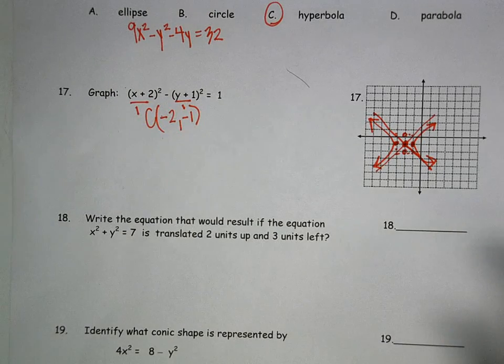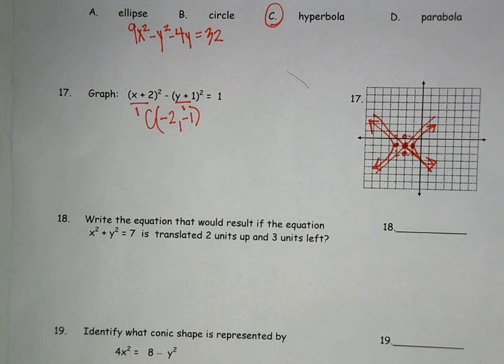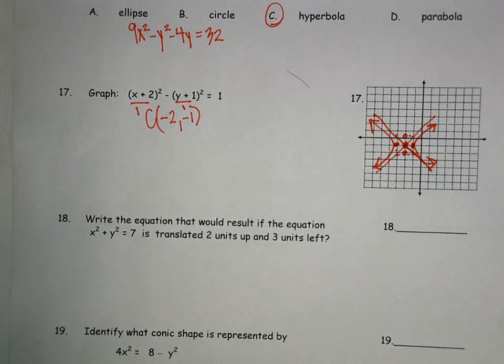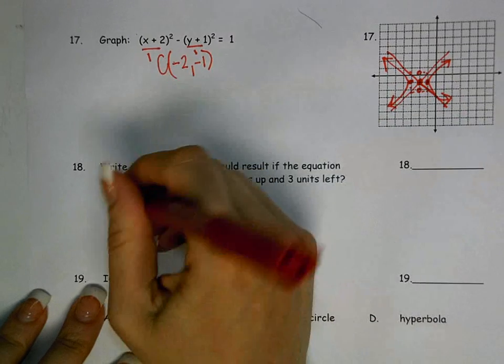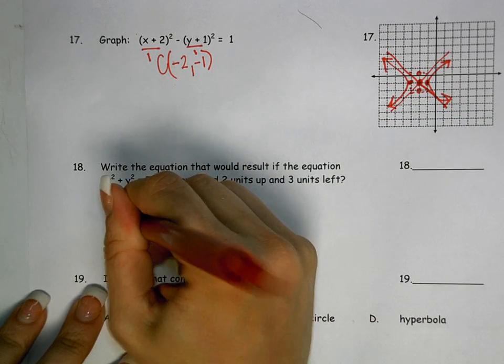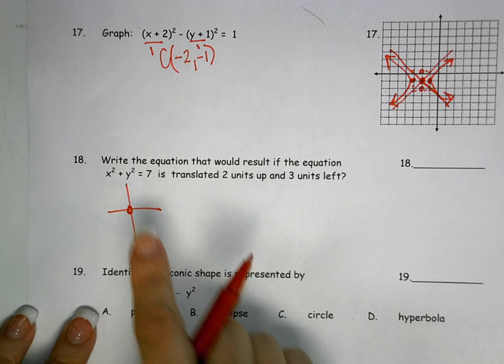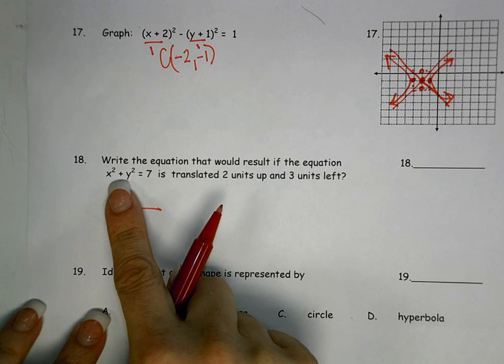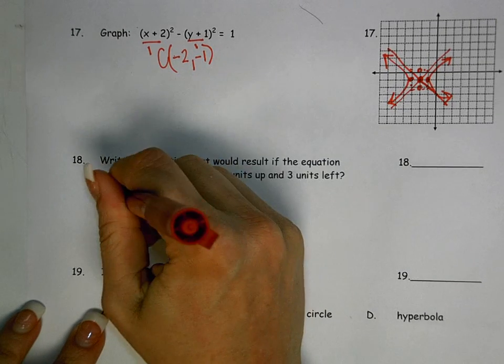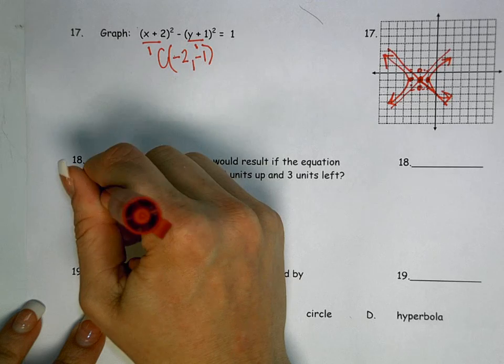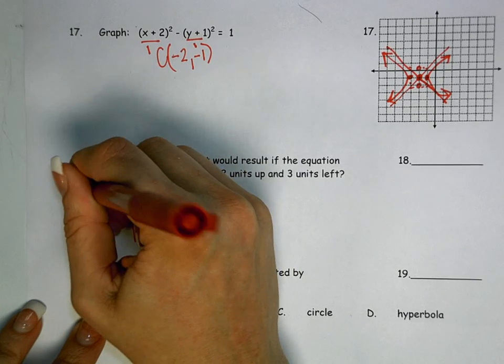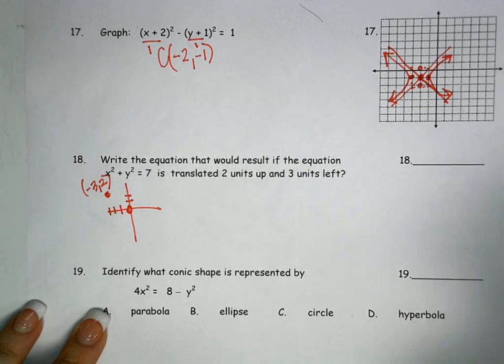For number 18, write the equation that would result if the equation x squared plus y squared equals 7 is translated 2 units up and 3 units to the left. So, this starts at 0, 0. Okay? This is a circle. So, if we're translating 2 units up, 3 units to the left, my new center is -3, +2.